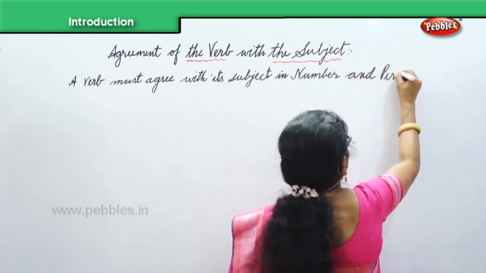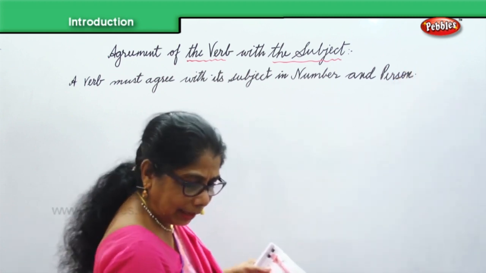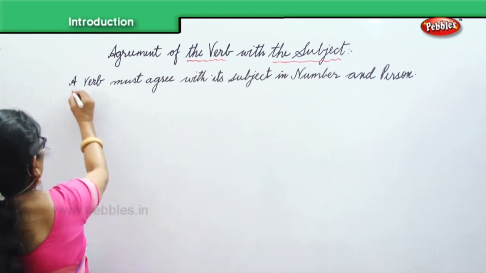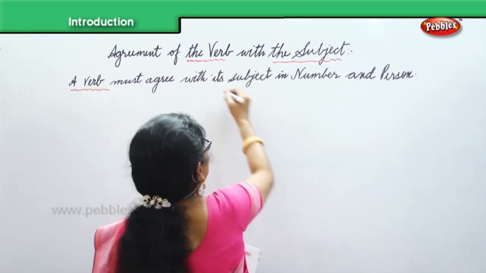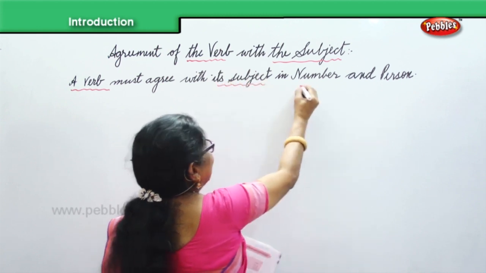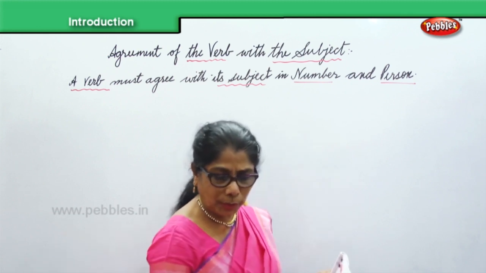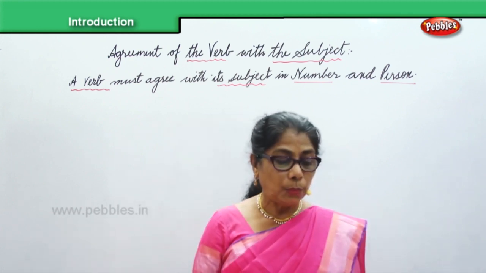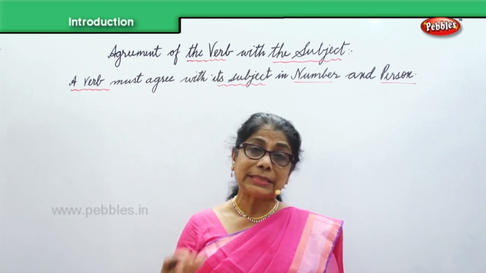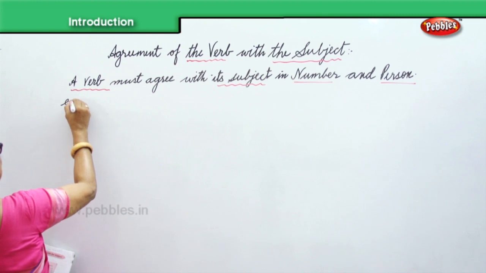Now let us look at this very carefully. We are looking at the verb agreement. The verb must agree with the subject in number and person. We have to look at that very, very carefully. Now, we have examples of first, second, and third person. Okay, let's look at some examples.